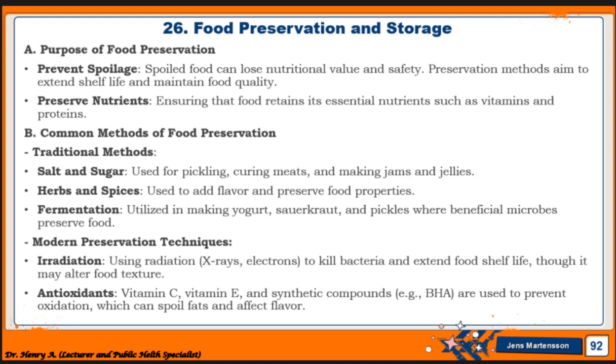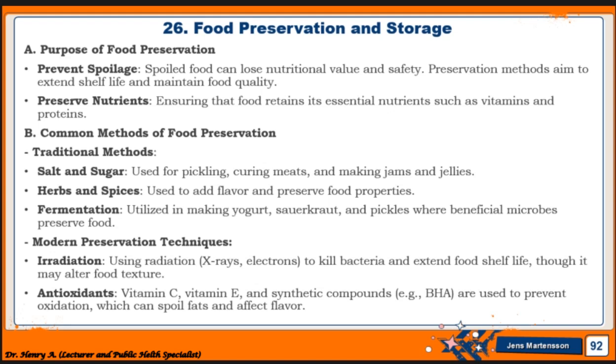Now let's see the second aspect of preservation techniques, the modern ones. You have irradiation, that is the use of radiation, X-rays, and electrons to kill bacteria and extend food shelf life, though it may alter food texture. This is not too common. It has a bit of a disadvantage because when food is exposed to radiation, it has some chemical effect on the components of the food. So it's important that you take note of this disadvantage, because truly it can alter the food texture.